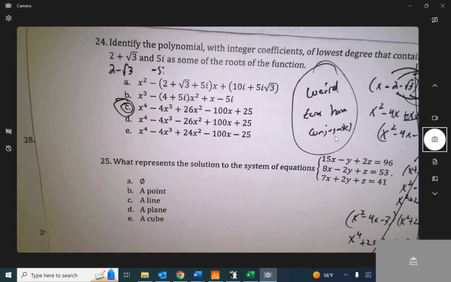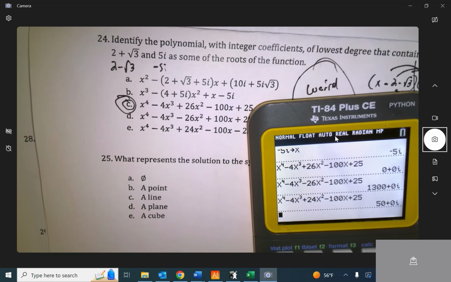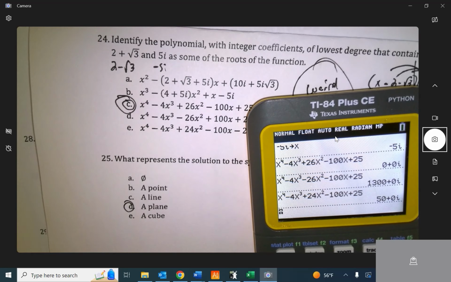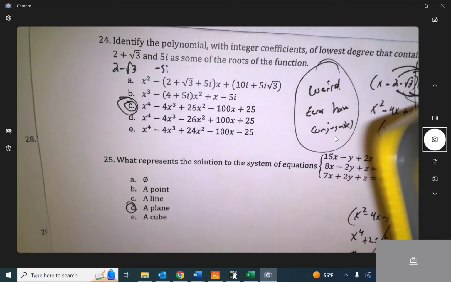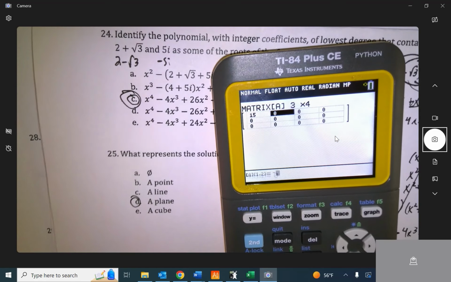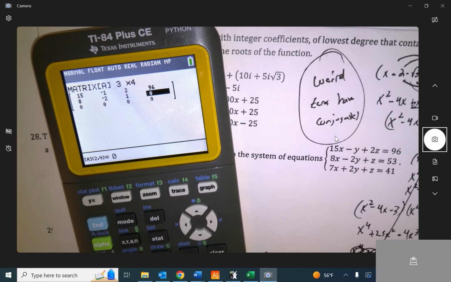What represents the solution to a system of equations? Well, let's see. Let's go to second matrix. Now the truth is it should be this one, but let's find out. Second matrix, edit. Let's see what kind of funny answers we get. Let's use a 3 by 4. Again, there's a reason I chose that, but we're going to see what it says. If this has no solutions, then obviously I'll change that answer.